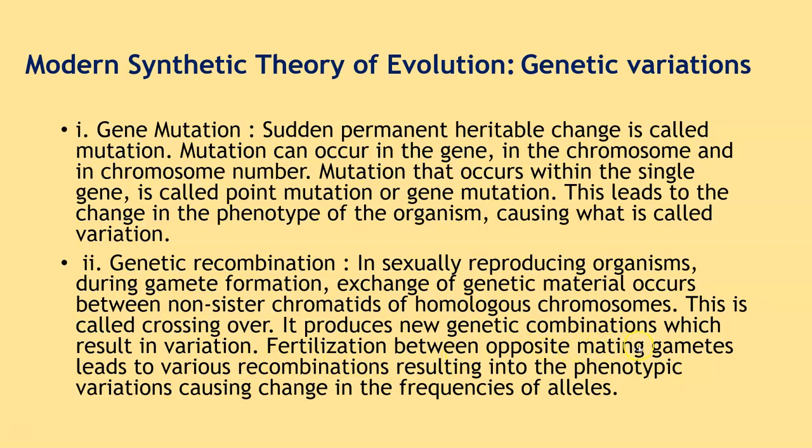Fertilization between opposite mating gametes leads to various recombinations, resulting in phenotypic variations, which cause a change in the frequencies of alleles. We know that after the fusion of the male and female gamete, recombinations take place and new phenotypic variations occur. So this also contributes to our genetic variation.